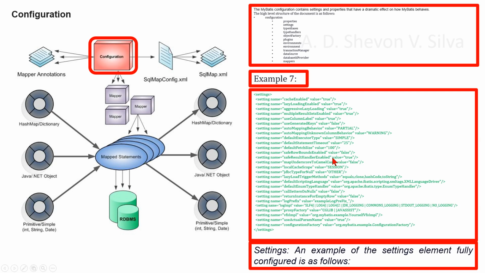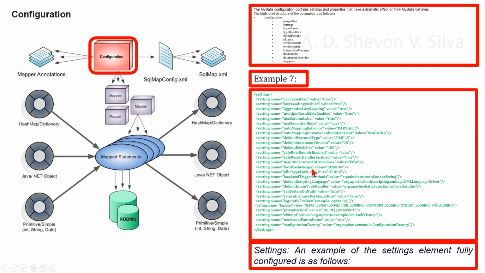Map underscore to camel case. Enable automatic mapping from classic database column names with underscores to camel case classic Java property names. Valid values are true or false. Default is false.